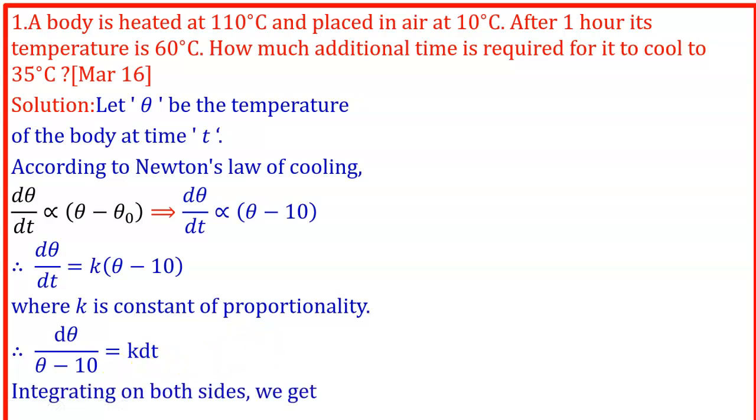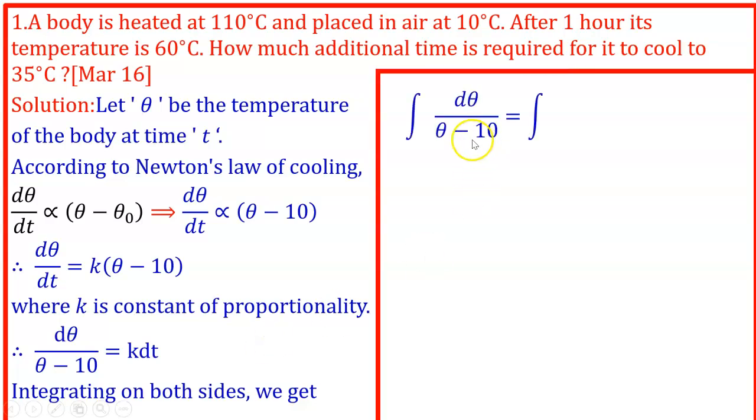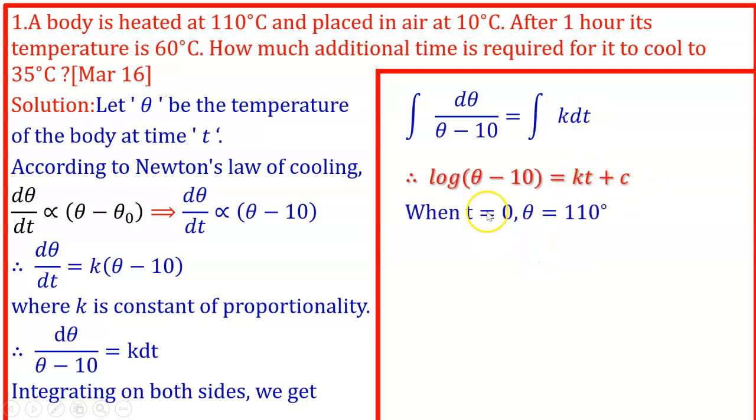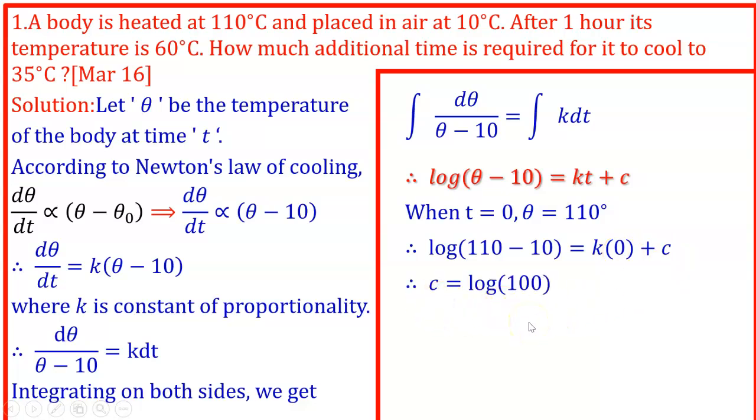Integrating on both sides, we get integral d theta upon theta minus 10 is equal to integral k dt. What is the integral? Here the integral is log of theta minus 10 is equal to kt plus c, where when t is equal to 0 at the starting, the temperature of the body is 110. From this we will find out the value of c. Replace theta by 110, that is log of 110 minus 10 is equal to k into 0 plus c, and hence the value of c is log of 100.